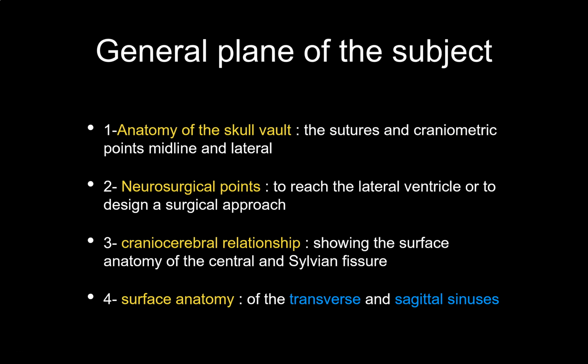So the general plan of the subject we're going to talk about is, number one, we're going to discuss the anatomy of the skull vault, which is the pure anatomy, sutures and craniometric points. We are going to discuss some neurosurgical points, which are points of relative importance to neurosurgeons, and we are going to talk about the craniocerebral relationship, and last but not least, the surface anatomy of the transverse and sagittal sinuses.